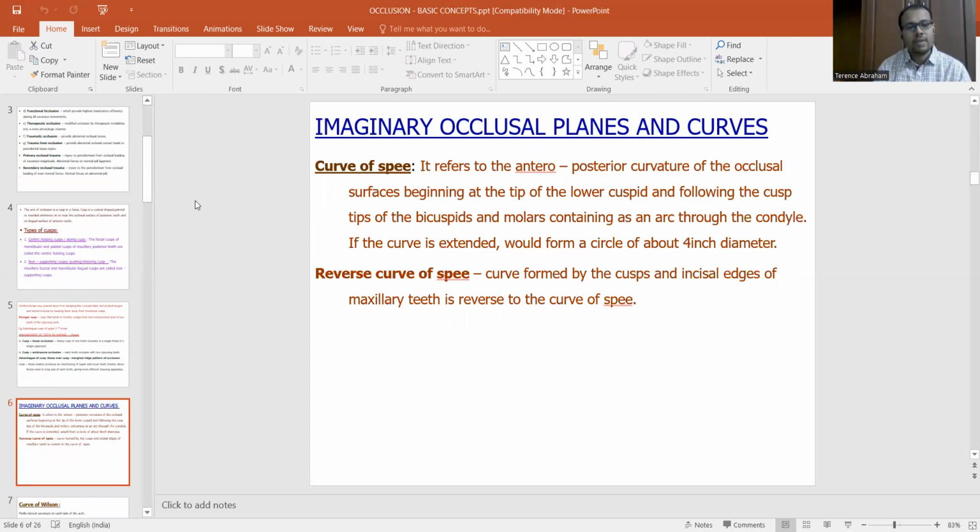Coming to the various imaginary occlusal planes and curves, there are mainly three imaginary curves and planes: the curve of Spee, the curve of Wilson, and the curve of Monson. You might have heard these things during your first year in the preliminary classes. So what is the curve of Spee? It is an anterior posterior curvature of the occlusal surfaces.